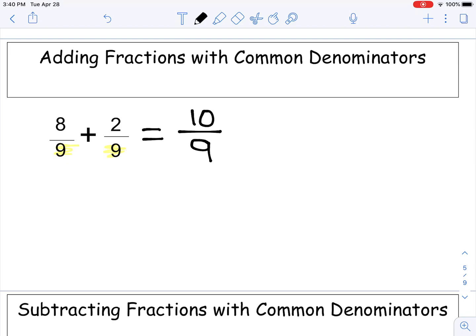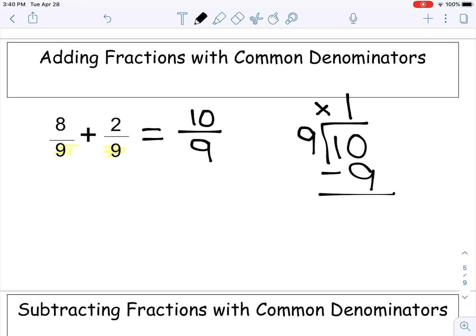Now remember our simplifying questions. Question number 1, we always ask ourselves, is the top bigger than the bottom? And what do we notice? Is 10 bigger than 9? Absolutely. So we should be dividing to simplify our answer. 10 divided by 9. I'm not going to use my skip count strategy because I know 10 is just 1 away from 9, so I know I can get one group. 1 times 9 is 9. Subtract. I have 1 left.